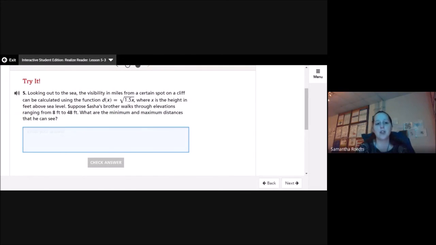So we know that my range is from 8 to 48, so I'm going to substitute those values in. So d of 8 equals the square root of 1.5 times 8, which is approximately 3.46 miles. And then d of 48 equals the square root of 1.5 times 48, which is approximately 8.49 miles.